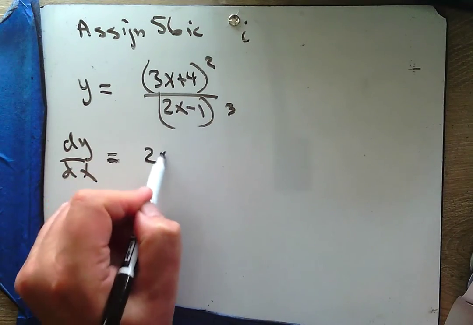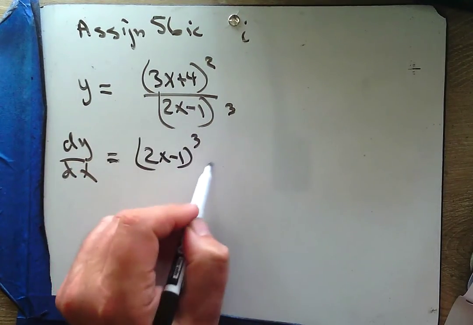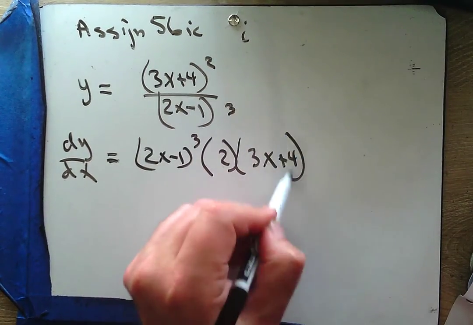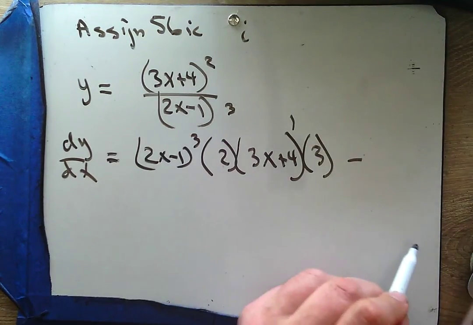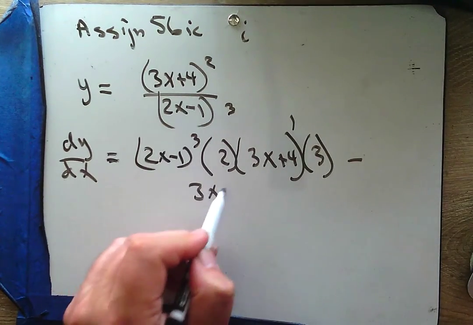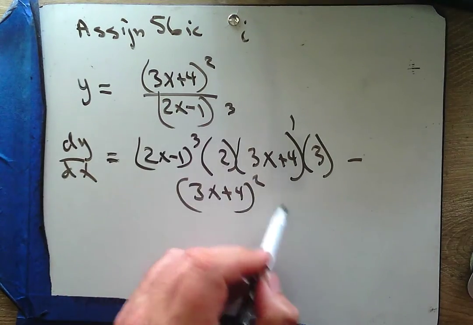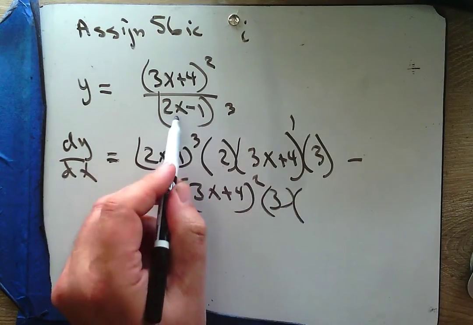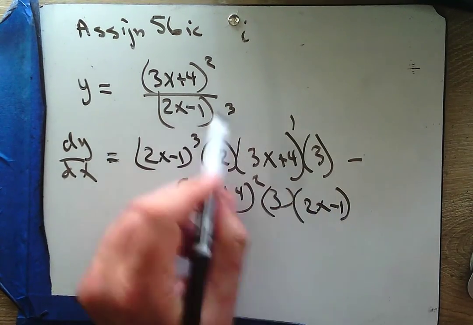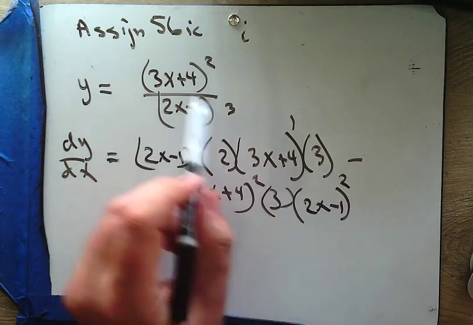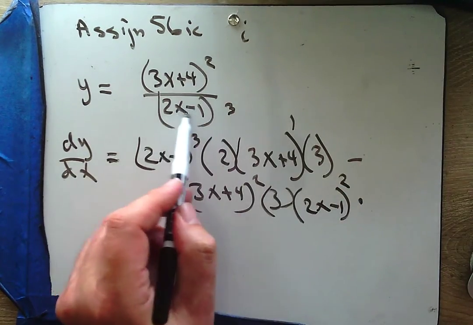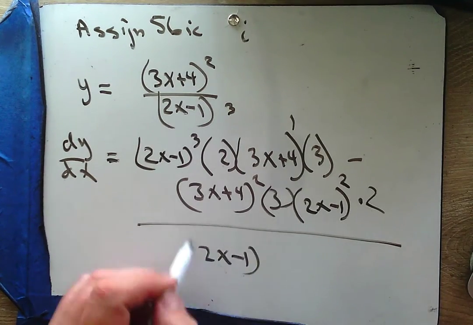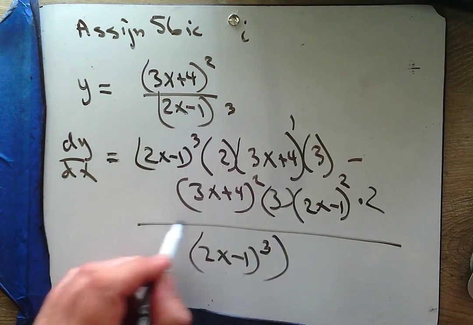We have low d high minus high d low. The derivative of this, bring down that 3. Leave the inside alone. Subtract 1 times the derivative of the inside. And all of that over low squared.